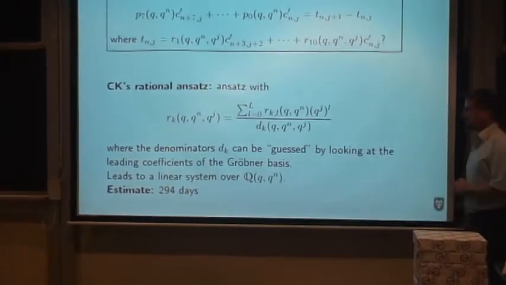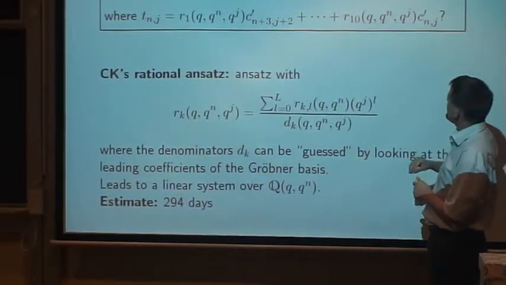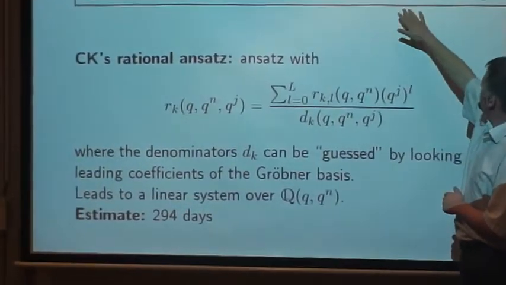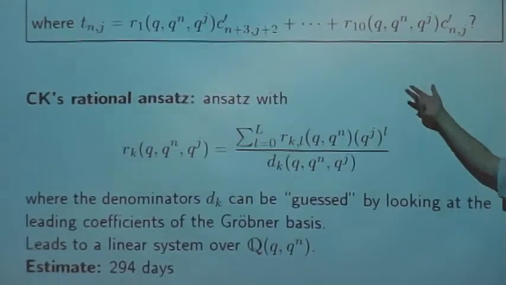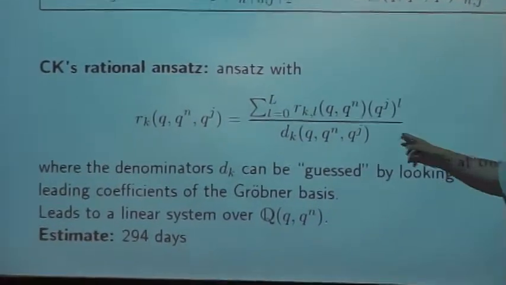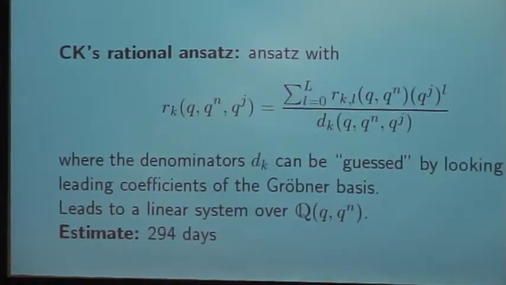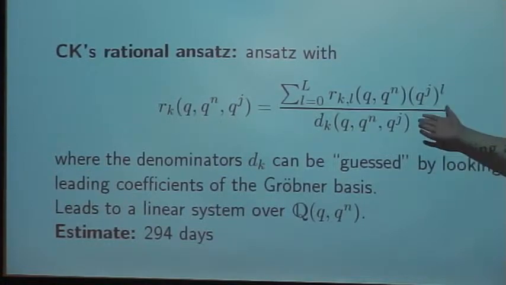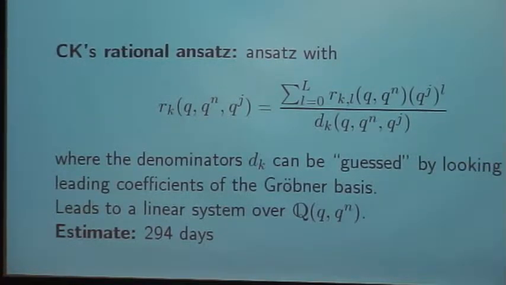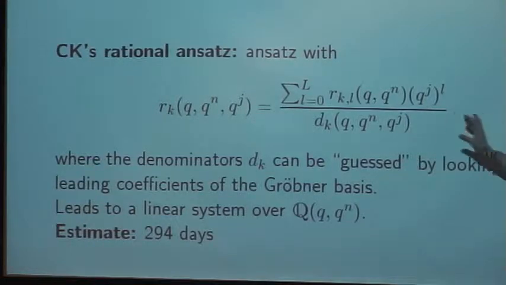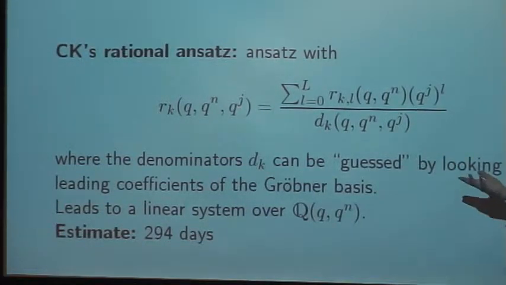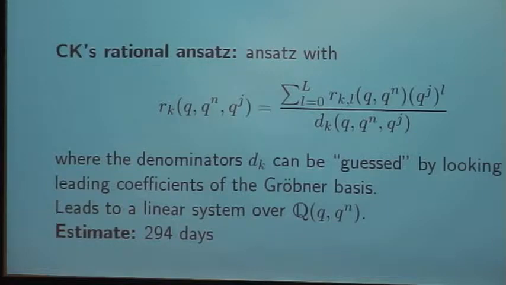So now the last thing was to, so I said in the previous ansatz we assumed that there are no denominators. Now we again allow denominators, and we put them here explicitly. So the dk is the denominator of this rational function, and we use a nice property, that these denominators are not completely falling out of nowhere, but we can have a very good guess of what polynomials can occur in these denominators, because they can be somehow read off from the leading coefficients of the Gröbner basis that we use for proving.